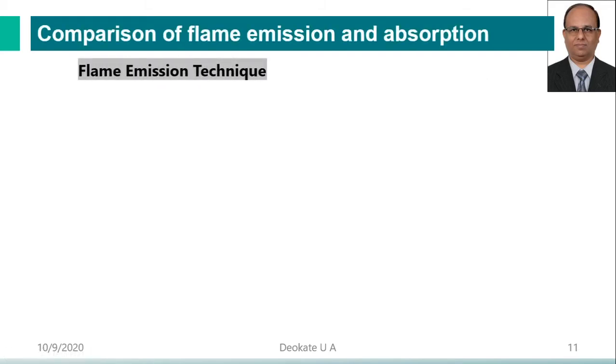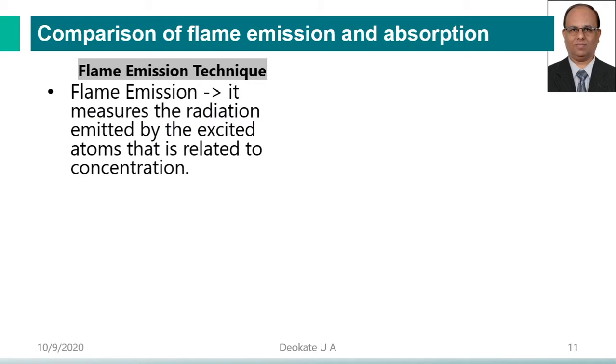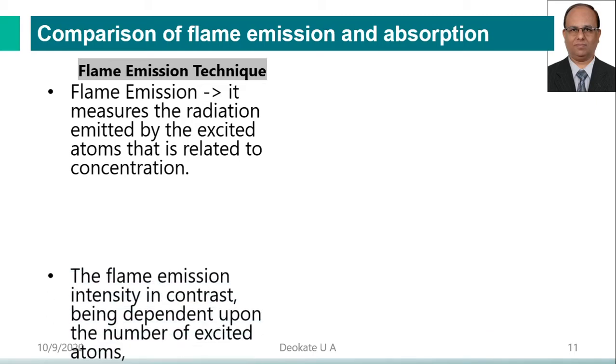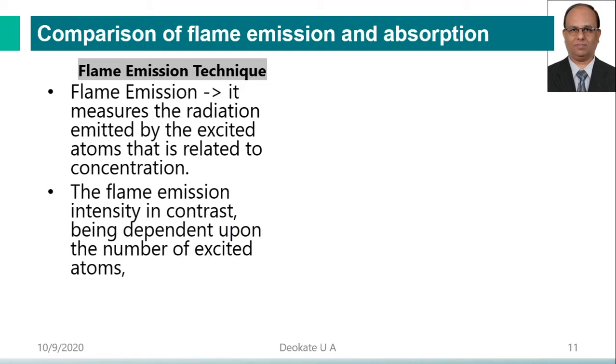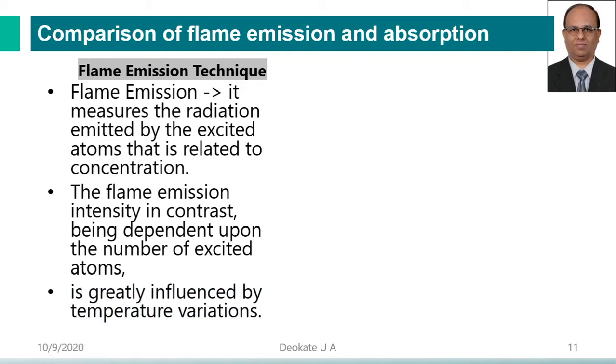Generally, a comparison between the flame photometer and the atomic absorption spectrophotometer is commonly asked. So the flame emission technique, or flame photometry, involves measuring the radiation emitted by excited atoms, which is related to the concentration. The flame emission intensity depends upon the number of excited atoms. It is generally influenced by temperature variation. Controlled temperature conditions are required in the flame photometer.